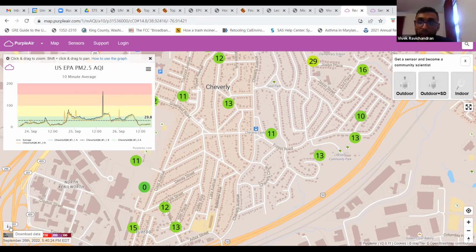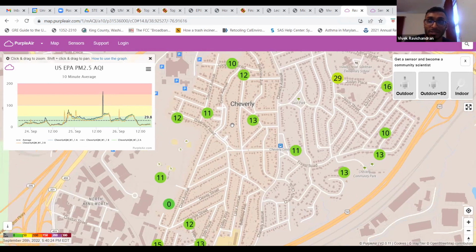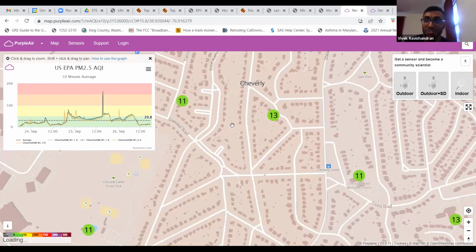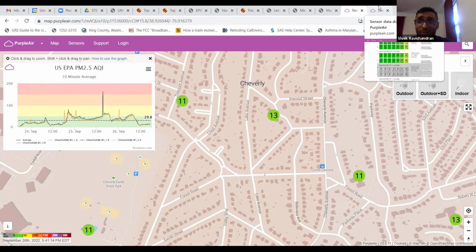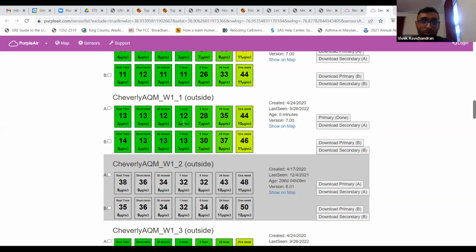When you hit download, it should pull up all the air monitors that are on your window, so what's visible on your map. What I like to do is zoom in as much as I can, just to make sure I don't get other monitors from other communities. Then when you scroll down, you should be able to find it. I think it should be in alphabetical order.